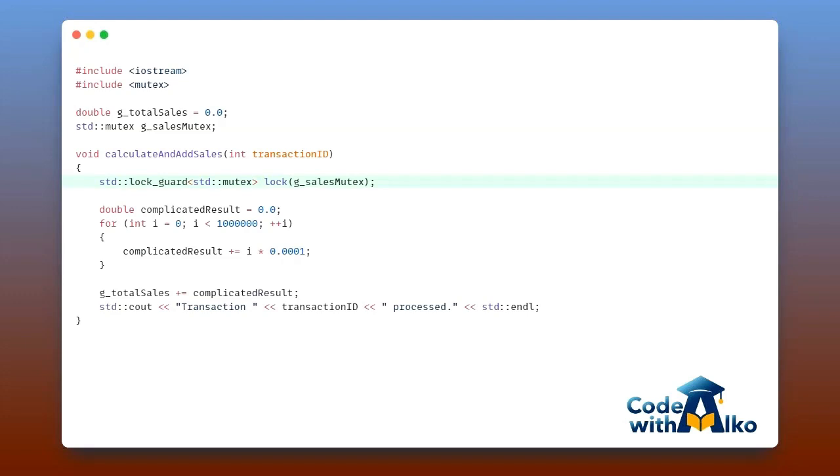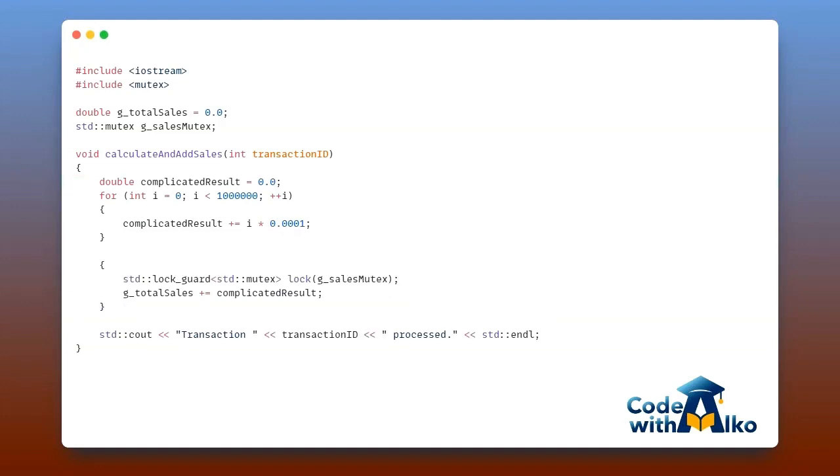We have turned the whole function into a critical section when in reality only one tiny piece of it needed protection. This is a classic case of holding a lock for way too long, and it'll kill the performance of your application. So how do we fix this? The solution is beautifully simple. We only lock the mutex for the exact moment we need it.